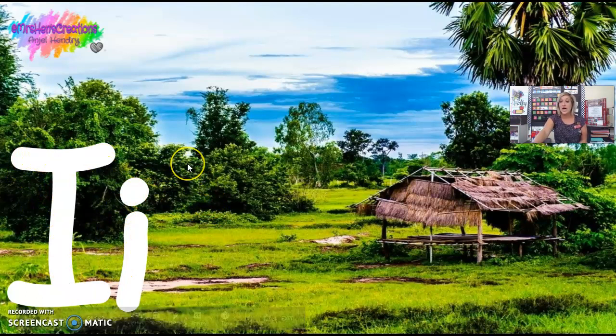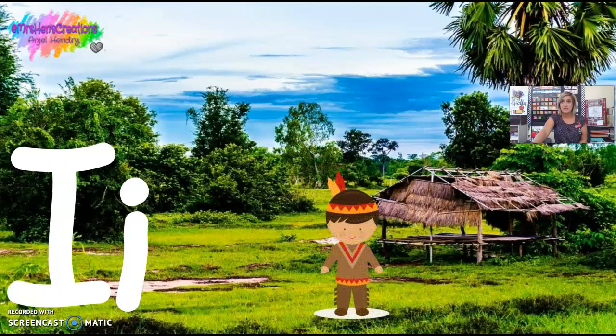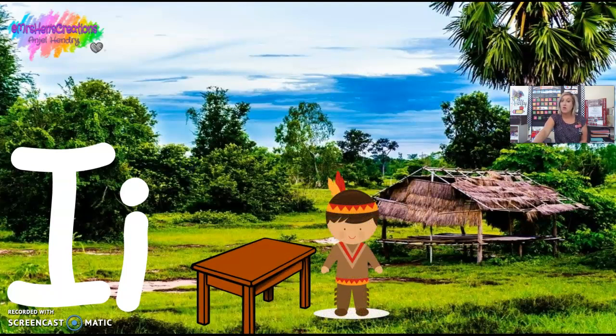All right, our letter I story, the story that we're going to use to help us remember the letter I and its sound, is going to be I for Indian. This is our Indian friend. His mom brought him dinner, and it was vegetables, and he looked at it and he said, I do not want to eat that. I.